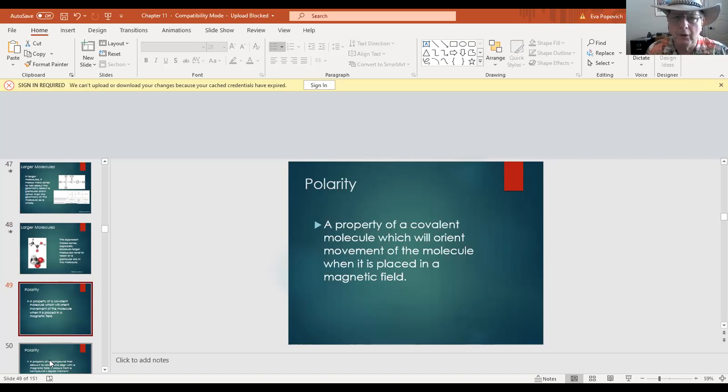Okay? So polarity is a property of a molecule that, when placed into a magnetic field, will orient towards that field. In other words, if you have a molecule with a negative side and a positive side, and you have a field, positive and negative, that molecule will move such that it orients the negative portion of the molecule to the positive field.